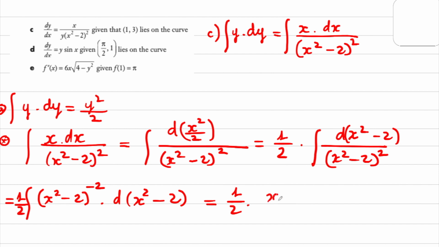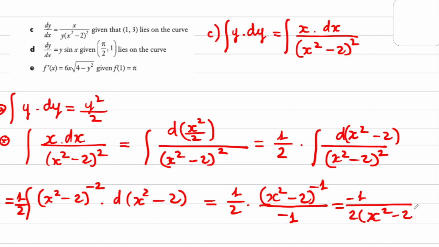I can integrate this and it becomes minus 1 over minus 1 here, and after that I get minus 1 over 2 multiplied by (x squared minus 2) this way. And after that, we combine both sides of this equation. This will be y squared over 2 equal to minus 1 over (x squared minus 2) plus c.